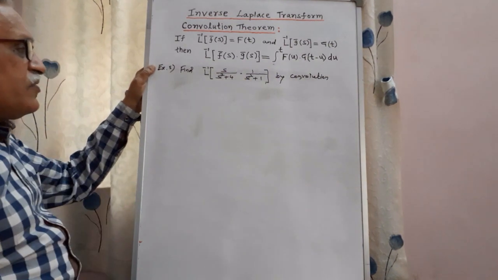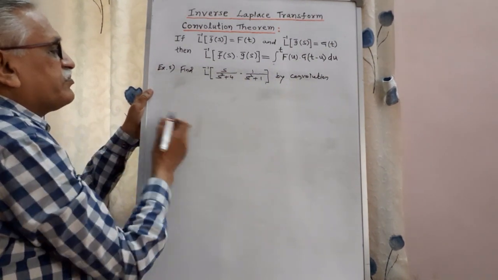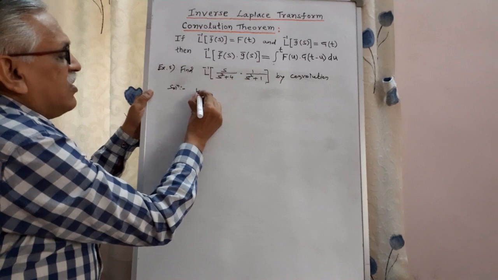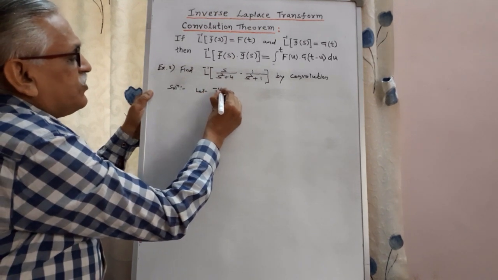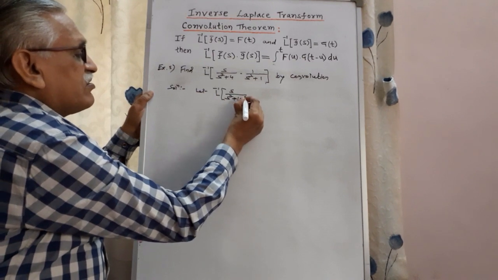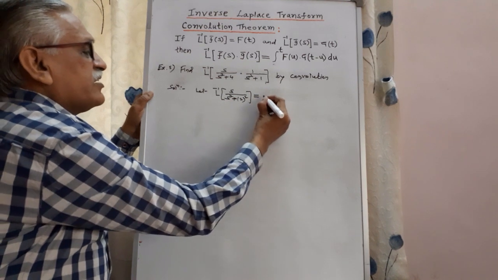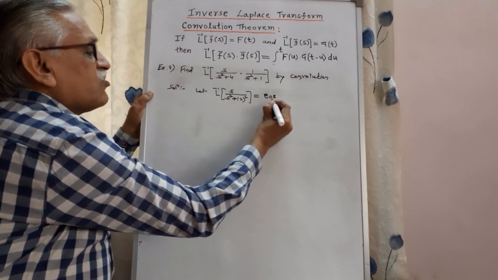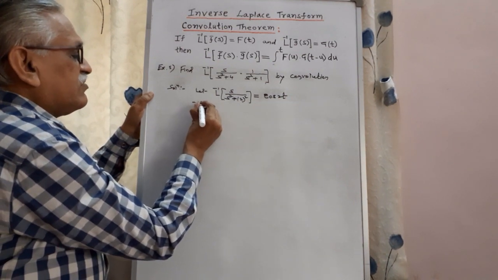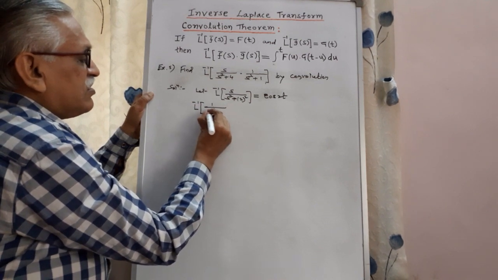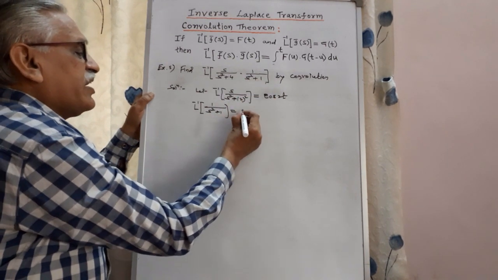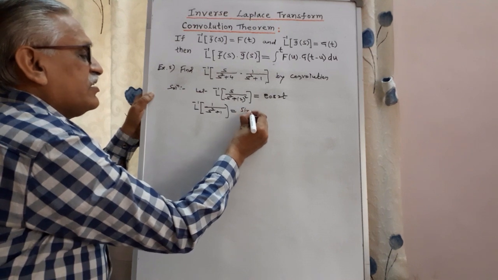Again here a product of two terms of s, therefore we have to apply convolution theorem. Let inverse Laplace of the first term, s upon s square plus 2 square, that is s upon s square plus 4, as per the standard result is cos of at, where a is 2, therefore cos 2t. And the second, inverse of 1 upon s square plus 1, is again a standard result, 1 by a sine of at, that is sine of t.